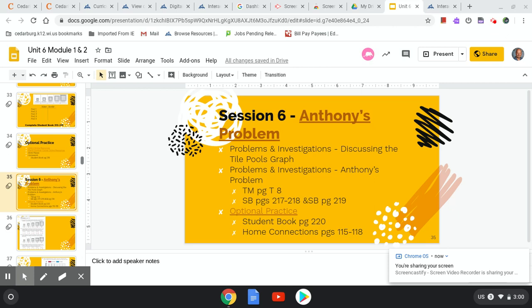And then when we're all done with today's lessons, you have student book page 220 to complete. And in your home connections book, there's a few here, 115 to 118, 4 pages.